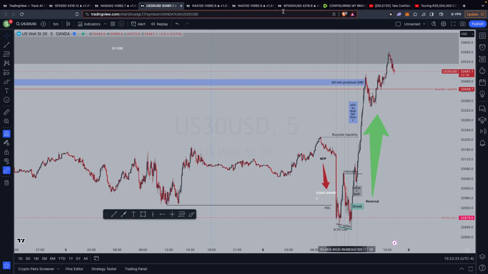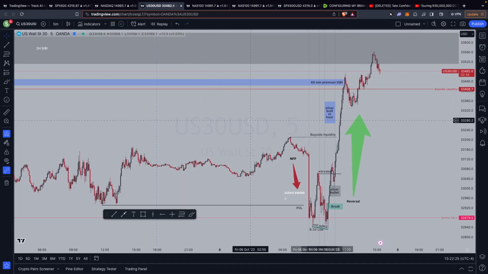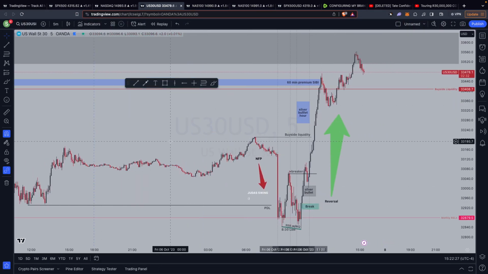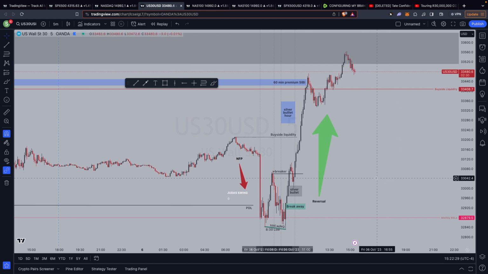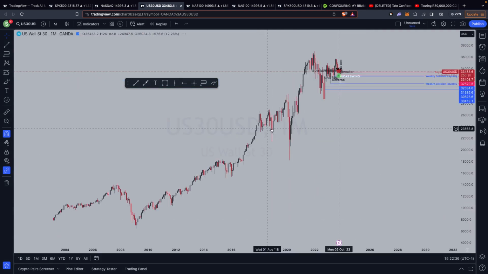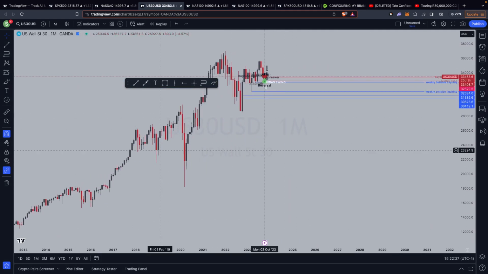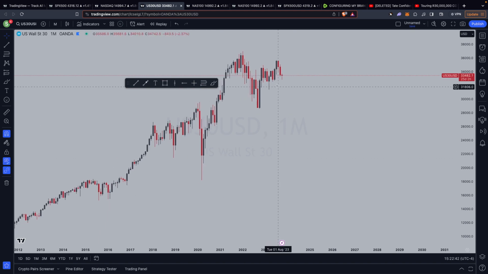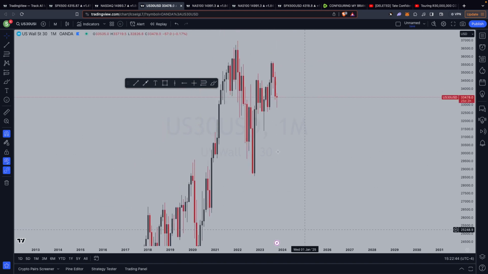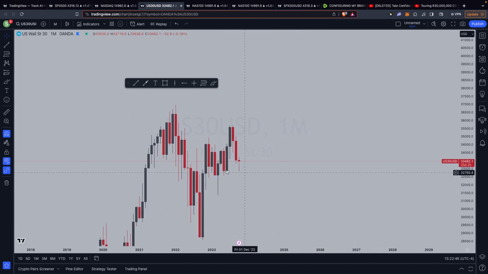So this is NASDAQ. NASDAQ took out monthly relative equal lows. Let's go to monthly so I can show you guys. Let me just zoom out a bit. On monthly we have these relative equal lows. I think we also have them on US 30, right?